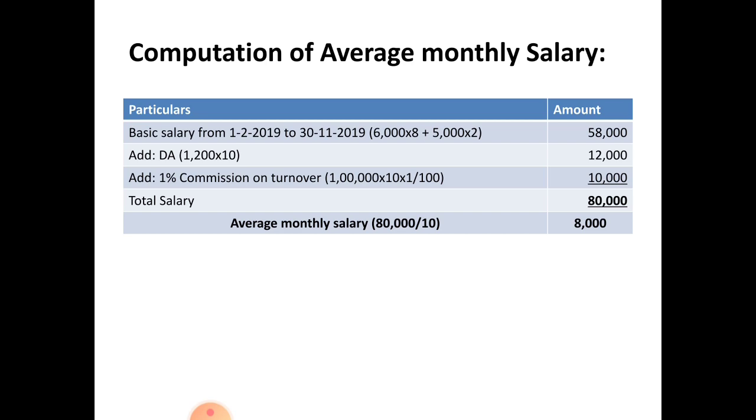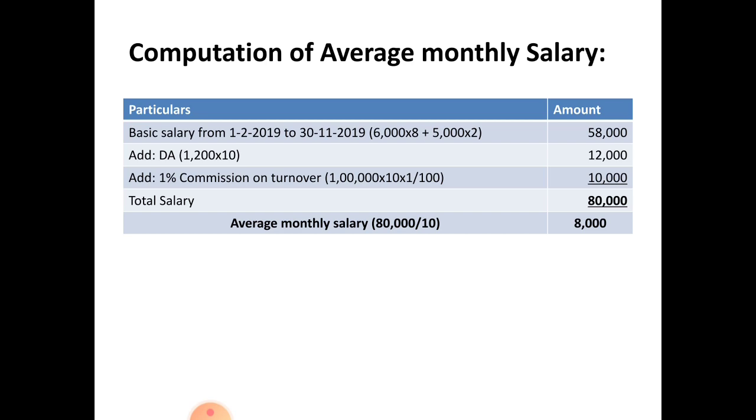Next you have to calculate the gratuity amount when he is not covered by the Payment of Gratuity Act. For that, first you have to calculate average monthly salary of Mr. Harshvardhan. For that you have to consider with increment salary and without increment salary. First you have to consider basic salary from 1st February 2019 to 30th November 2019, that is 10 months salary. Here he gets increment on 1st April 2019, that means first 2 months he is not getting any increment, that means 6,000 for 8 months and 5,000 for 2 months.